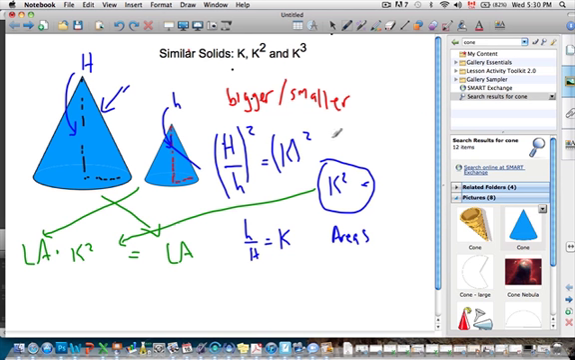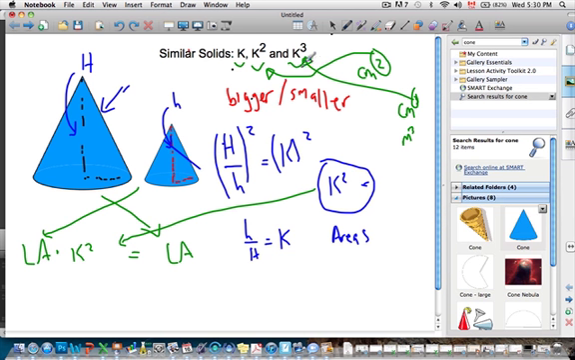And the trick to knowing whether you use k squared or k cubed is to look at the units that you want your answer to be in. If it says, what's the area? Areas come in centimeters squared, so use k squared. If it says, find the volume, that comes in centimeters cubed or meters cubed, well, that's cubed.